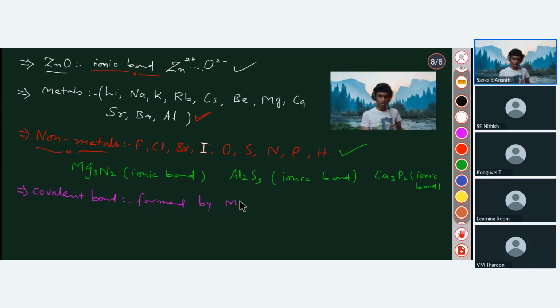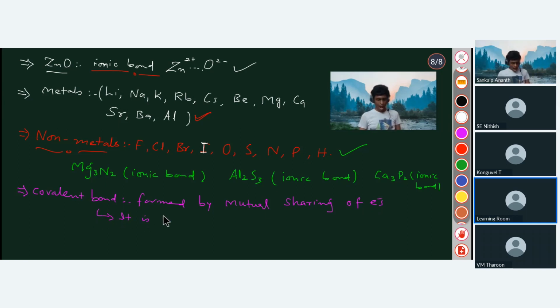Sir, can a covalent bond be between any two metals or the same two metals? Covalent will be between any two non-metals. Not metals. They can be the same, they can be different. I will just give you the examples. It is formed by mutual sharing of electrons. First, note down this: it is formed between two non-metals.